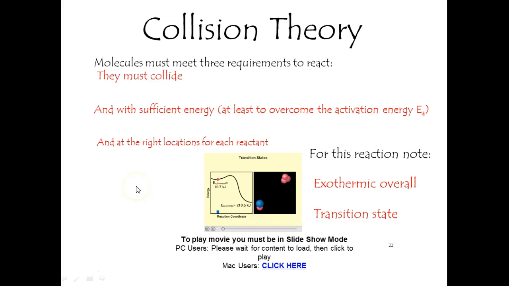Let's analyze the changes that occur in energy and atomic arrangements as the reaction between nitric oxide and ozone occurs. Initially, the nitric oxide and ozone molecules are separated and are not reacting. The forward reaction proceeding from reactants to products is exothermic by 199.8 kilojoules per mole.